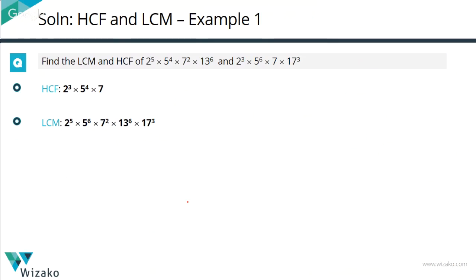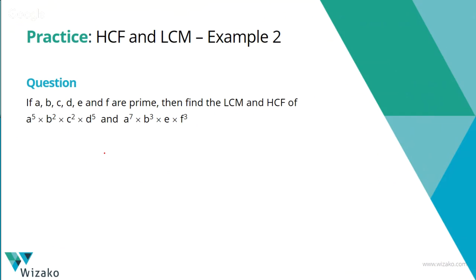Quickly see it in a printed form. This is the HCF and LCM of these two numbers. We'll go one step further. Without using numbers, let's just use variables and get comfortable. Again, take 30 seconds to wrap this question. Find the LCM and HCF if A, B, C, D, E, F are all prime numbers.